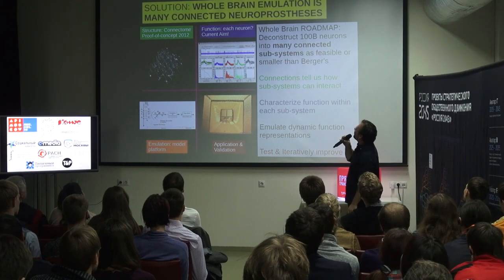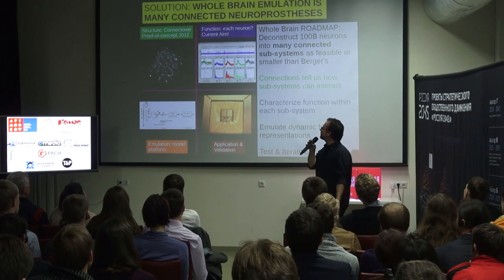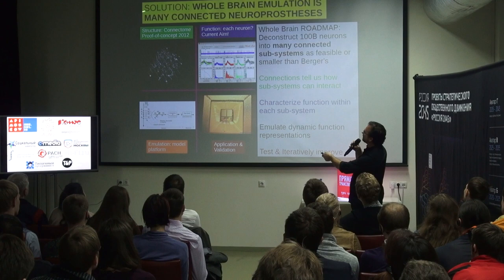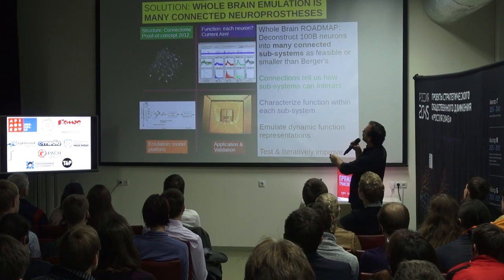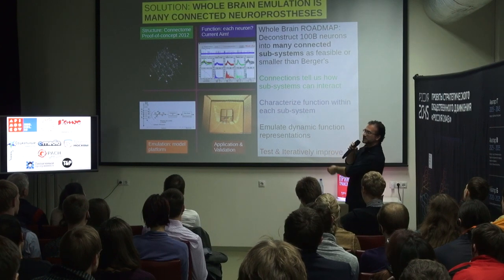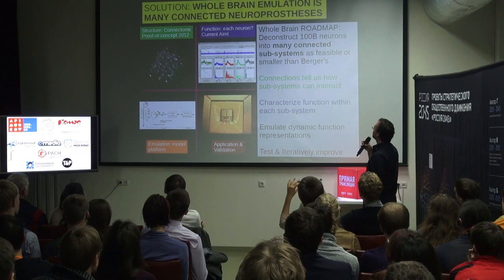Okay, so now we have basically a roadmap of how to make a whole brain emulation. We look at the connectome, how are things connected inside the brain. We look at what are the functions. So for each one of these little subsystems, how do we do the system identification for that and decide what's going on inside of this system?